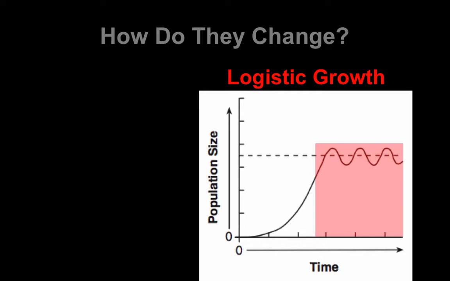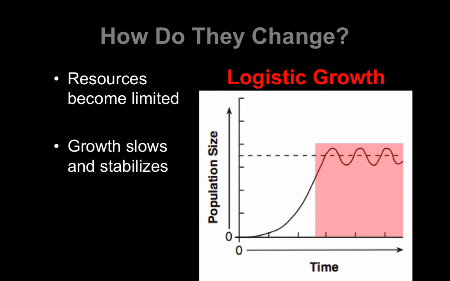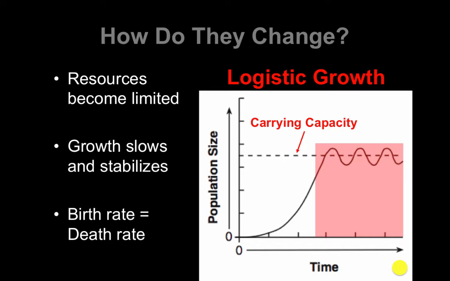Now, as the population starts to reach the carrying capacity, resources are going to start to become limited. There's not going to be as much food. That means that the growth is now going to slow down, and it's going to stabilize along that carrying capacity. And so the birth rate and the death rate are going to be just about equal. And this is called logistic growth.